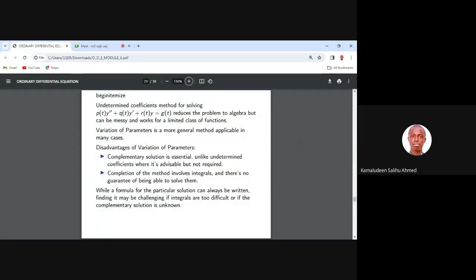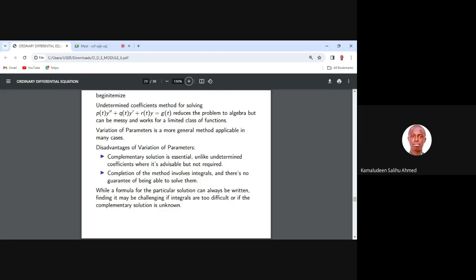Undetermined coefficient method. So when we introduce the undetermined coefficient, we have an expression like this: p of t y prime prime plus q of t y prime plus r of t y is equal to g of t. And it reduces the problem to algebra.